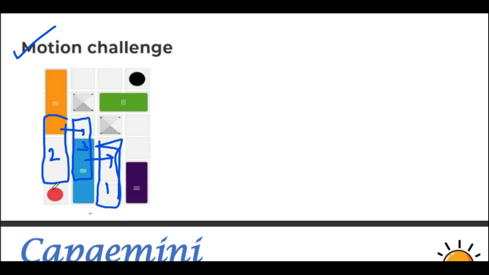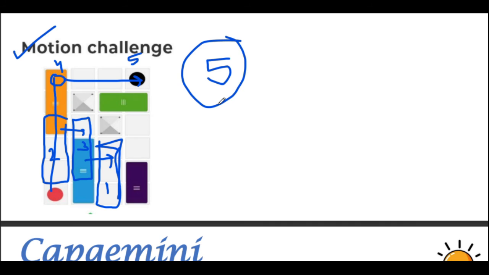Then we have to move the ball straight forward here, the ball comes here in the 4th step, and in the fifth step it will be here. So in total 5 steps we have taken to pass the ball into the hole.